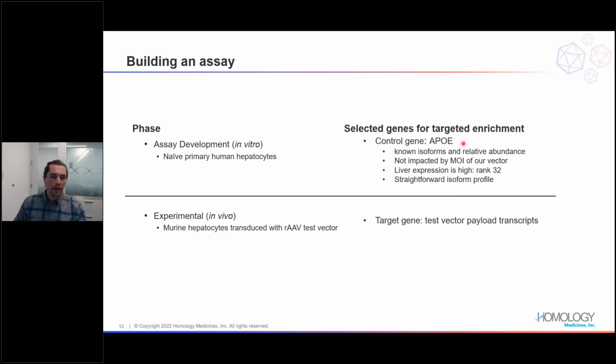ApoE is a very well characterized gene. It's involved in Alzheimer's, so it's been very highly studied, and it has this really straightforward isoform profile. It's expressed very highly in the liver, and it is not impacted by an infection of our vector. And then I had some experimental samples. These were in vivo samples where I used murine hepatocytes that were transduced with a test vector, one of our recombinant test vectors. Our target gene, the one that we were hybrid capturing for, was our test vector payload.